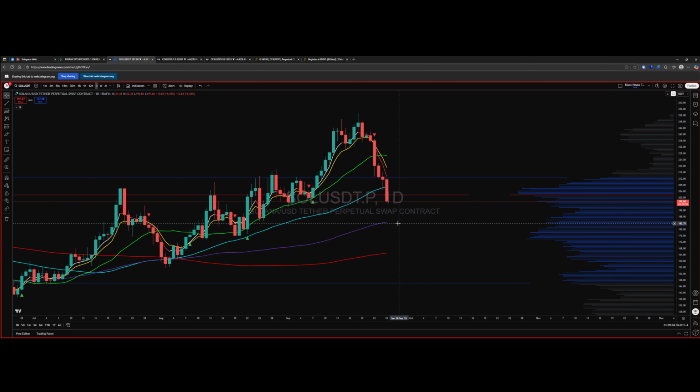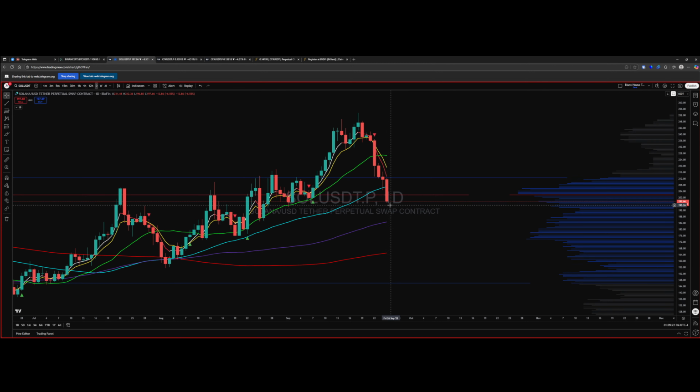So could we say it's 184? Sure, we could say it's 184. We could say it's 164. We could say it's 145. In the event of the breakdown continuing, those are the levels that would represent your downside risk.